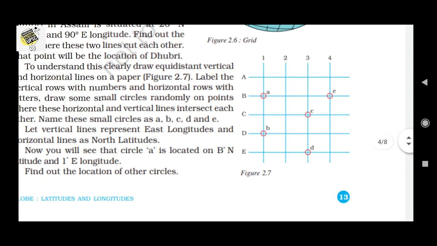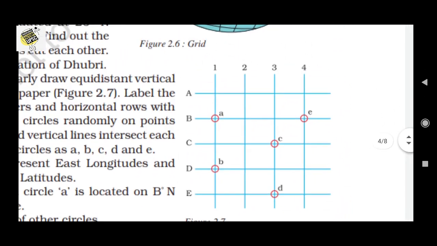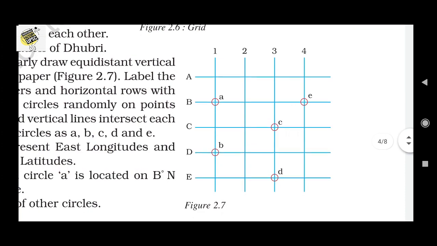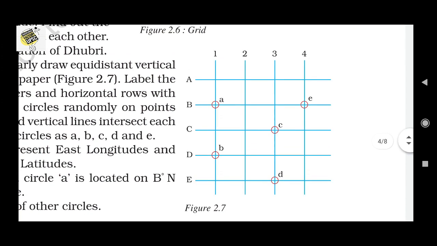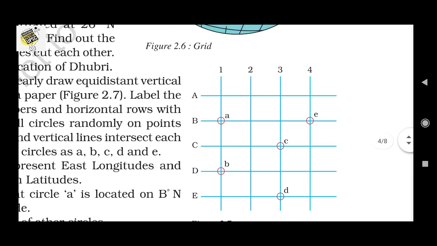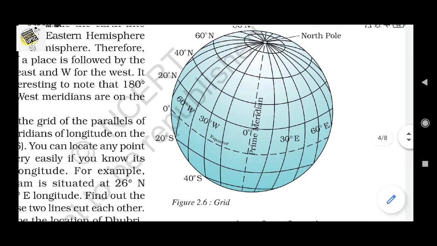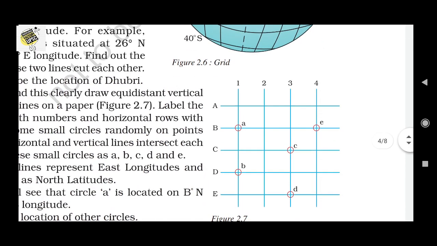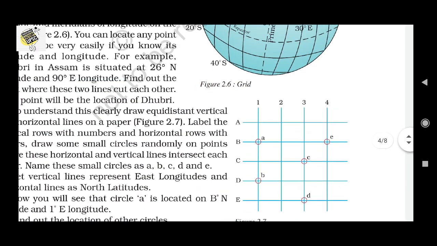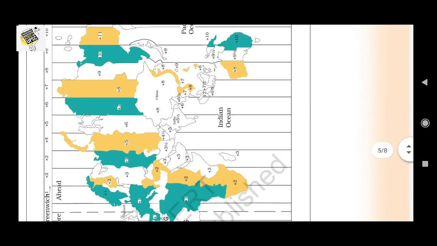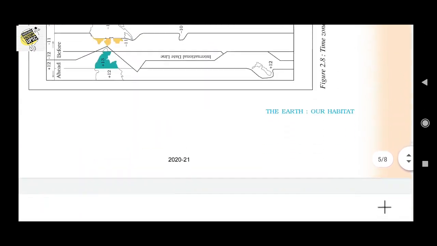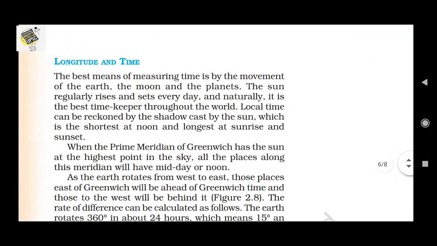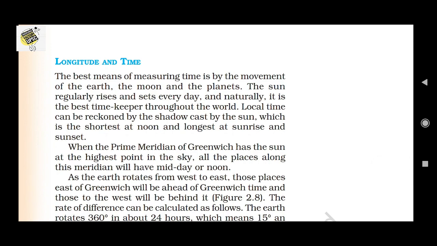And below that we can find the grid lines. These grid lines are mainly used for finding the exact location of a place by denoting the letters such as east and west. In this picture we can find the location of each point very exactly and correctly. Next we are going to the next important topic, that is longitude and time.